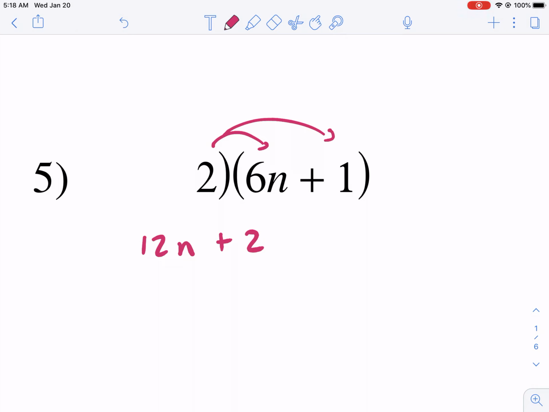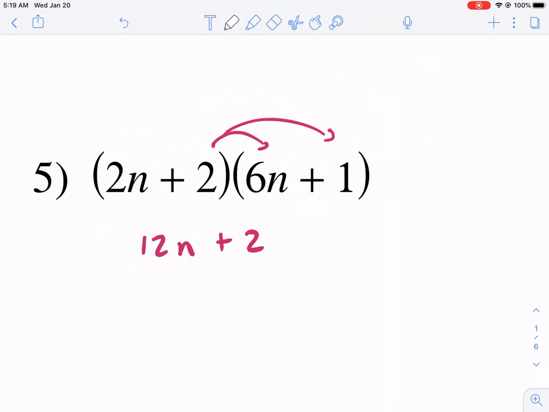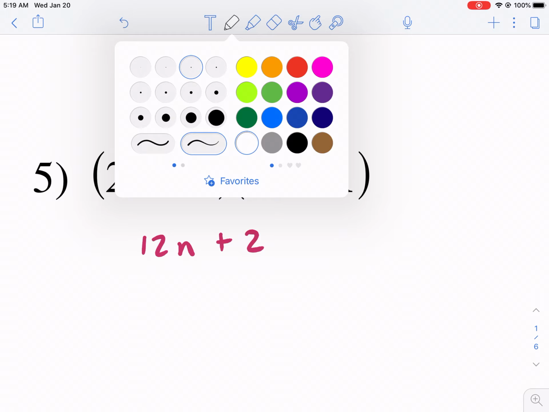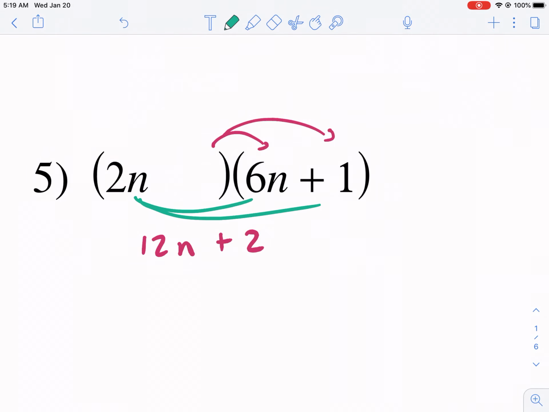Now imagine that we have this disappeared. How would we multiply 2n times 6n plus 1? Well, we would distribute again. We multiply 2n times 6n, which gives us 12n squared, because we have n times n now, and then we would have plus 2n.